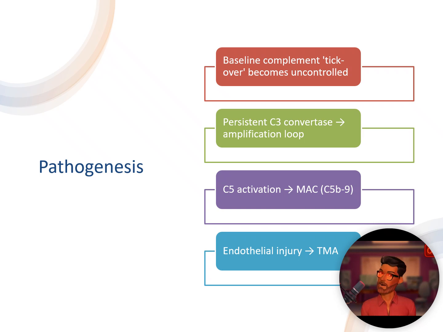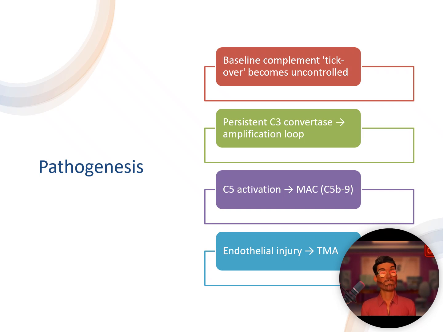In terms of the pathogenesis, the alternative complement pathway is actually constantly active. However, you have different factors that inhibit the continuation of the complement cascade. There are also factors that amplify the cascade. Persistent activation leads to C5 activation and formation of the MAC complex, leading to endothelial injury.